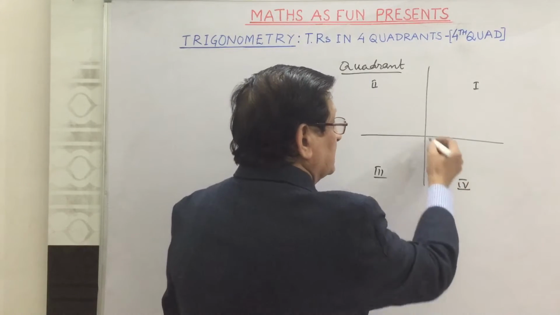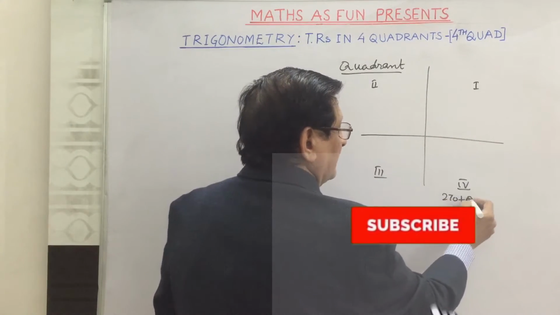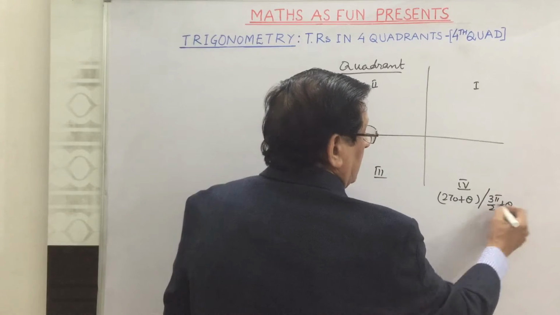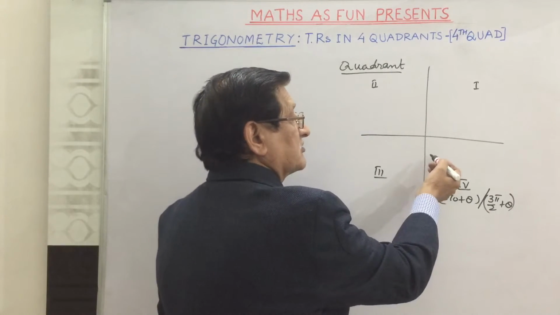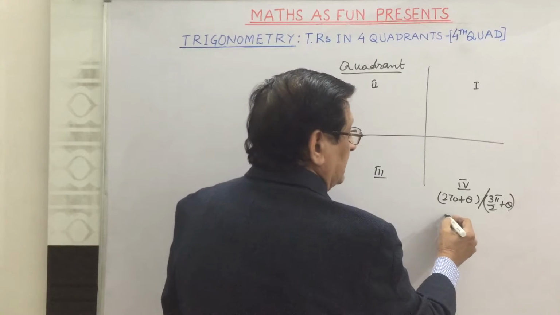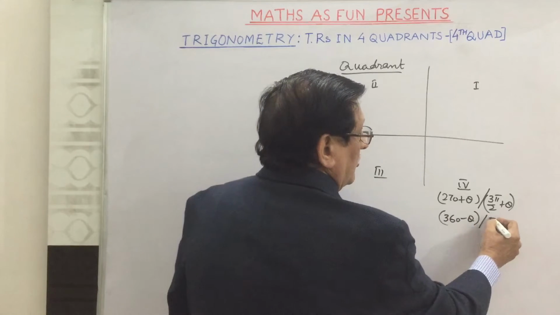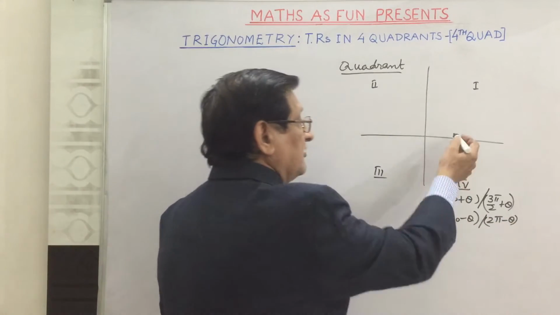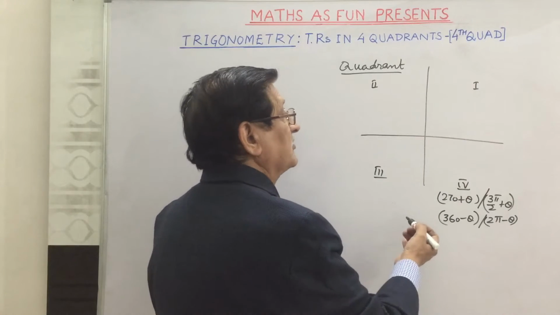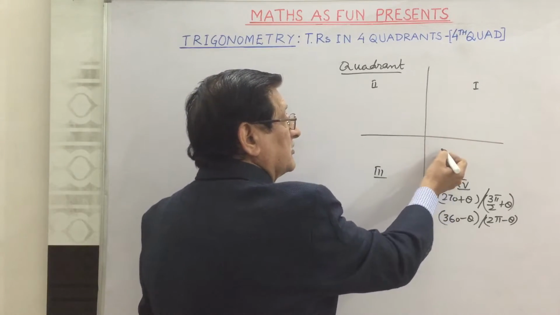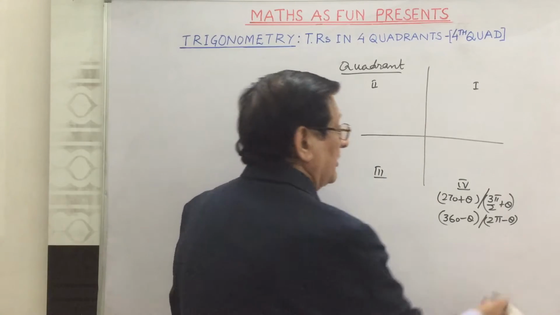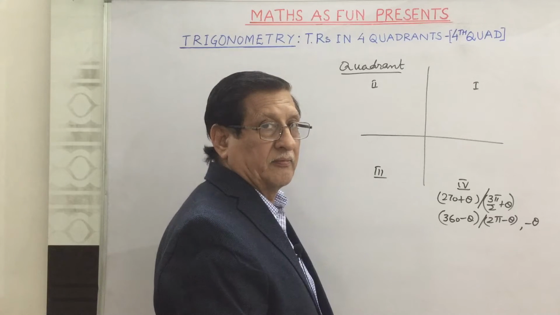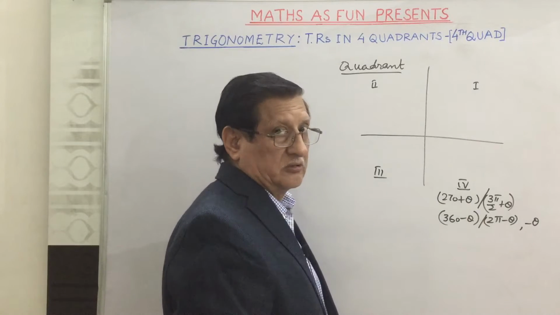We find all those angles which are greater than 270 degree. It means 270 plus theta, which we can also say 3 pi by 2 plus theta. Or the angle which is less than 360 degree, we can say 360 minus theta, or we can say 2 pi minus theta. These will be lying in this. Another one more, if there is any angle which is taken in the negative direction, minus theta, so we can also say minus theta will be lying in the fourth quadrant. Let us discuss about these angles and their trigonometric ratios.